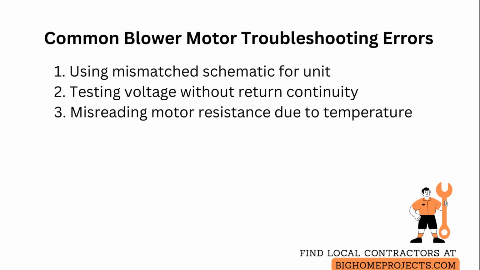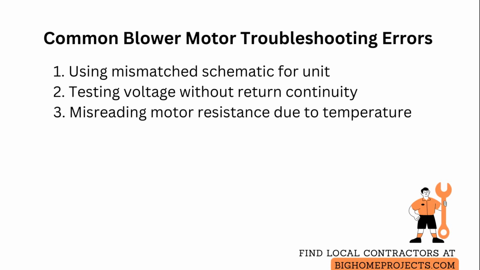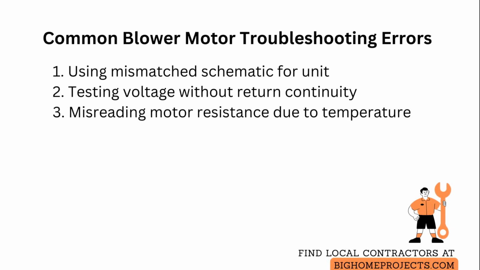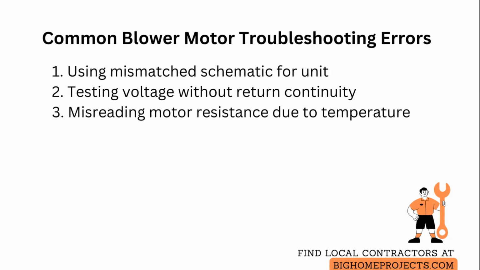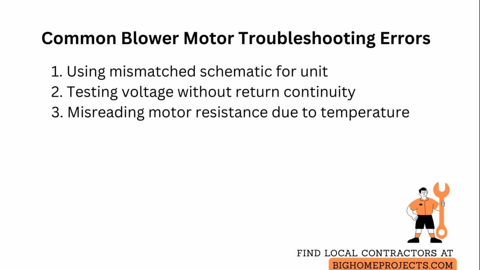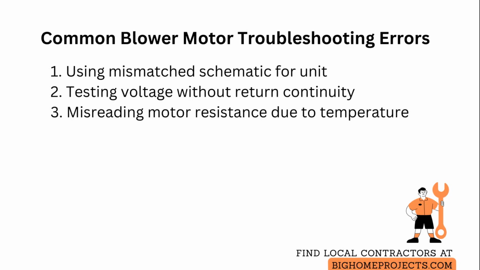A third problem is misinterpreting motor winding resistance because of temperature and meter limitations, which can mask a failing motor. Solution: compare readings to published values, retest at room temperature, and if values are marginal, perform an insulation resistance test and consider a trial run with a current clamp to observe running current against expected values.